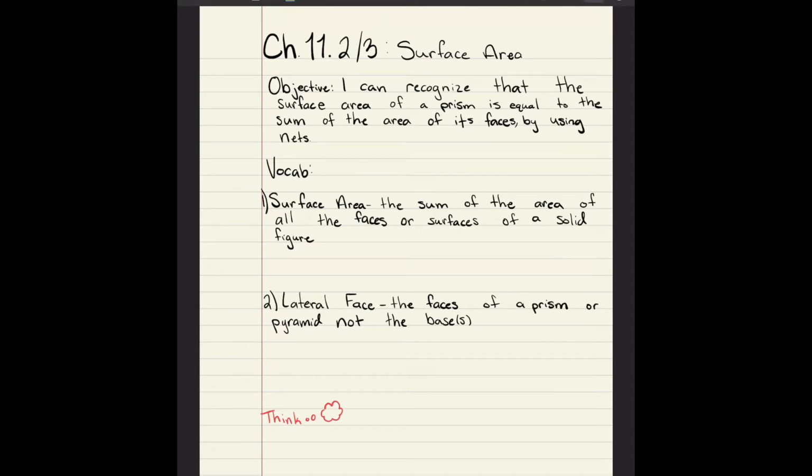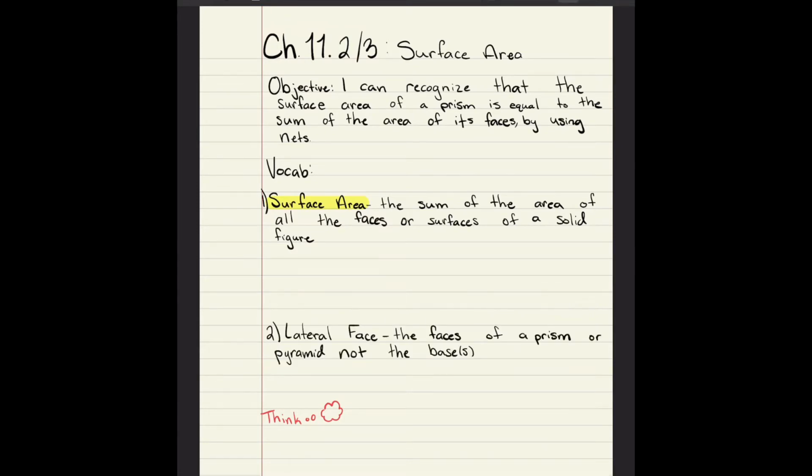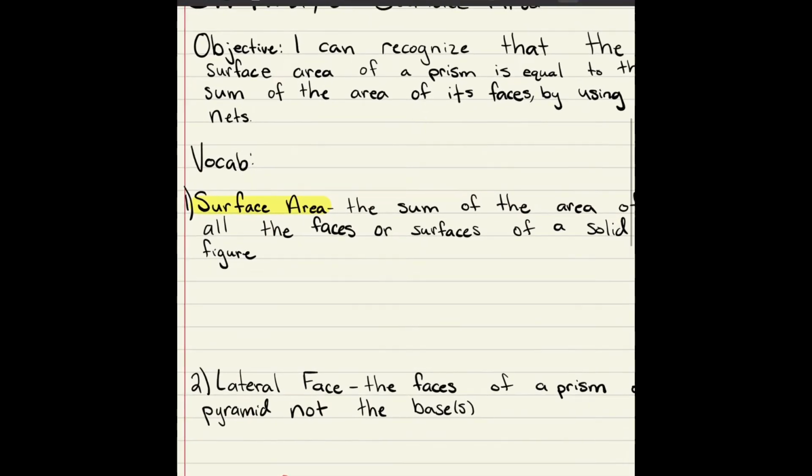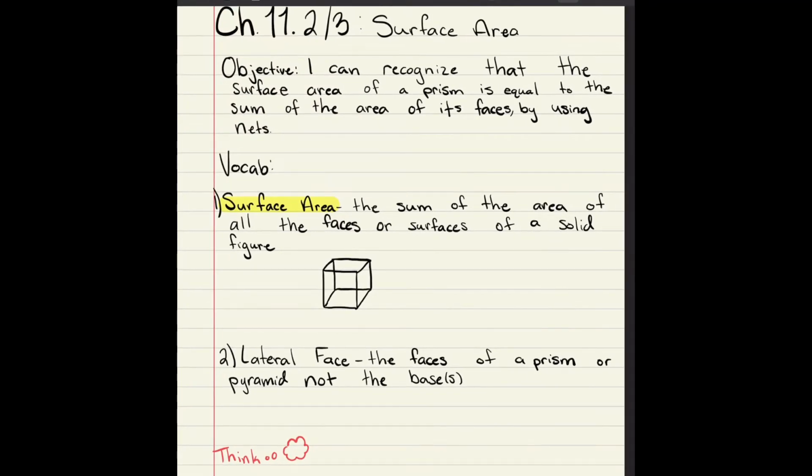All right, our first vocab word is surface area. So the surface area is the sum of the area of all the faces or surfaces of a solid figure. Let's draw a solid figure. All right, here's my solid figure. It's a very poorly drawn solid figure, but it's a solid figure nonetheless. So the surface area is the sum of the area of all the faces.